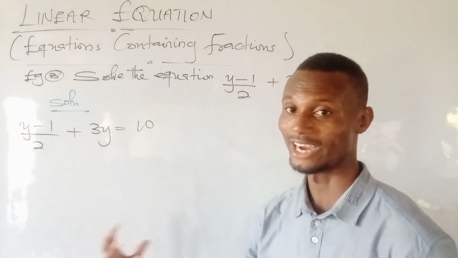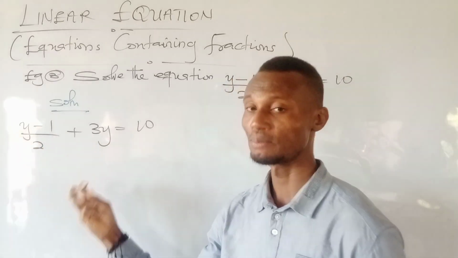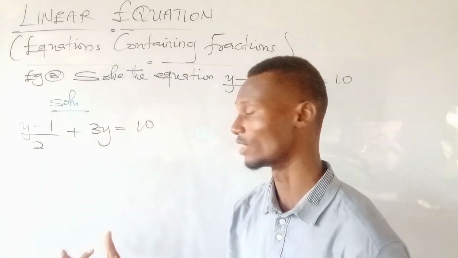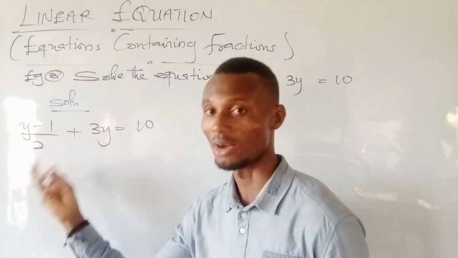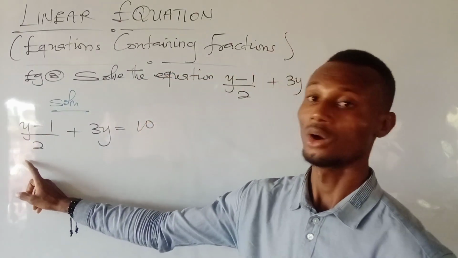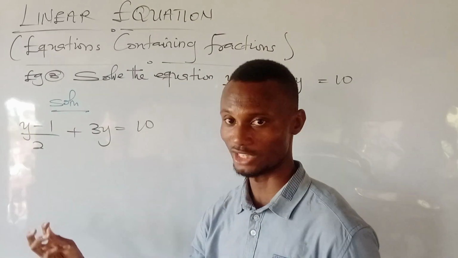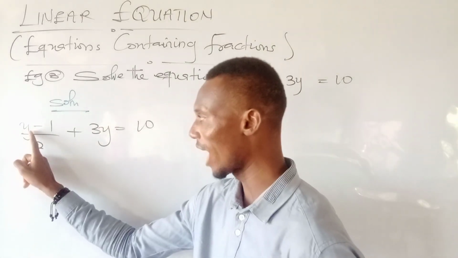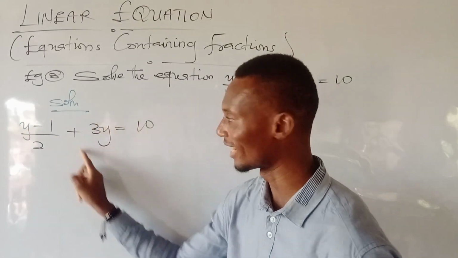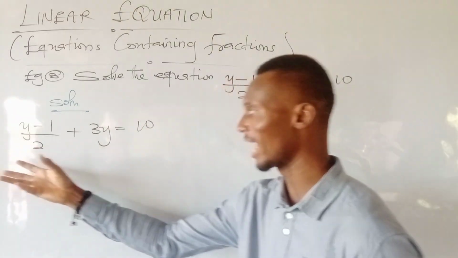Multiplying through by the LCM means that you multiply each term in the equation by the LCM. That's what we mean when we say we are multiplying through the equation by the LCM. Now, (y minus 1) all over 2 is one term on its own. I hope you agree with me. Then 3y is another term on its own, and 10 is also another term. So in the equation we have 3 terms.